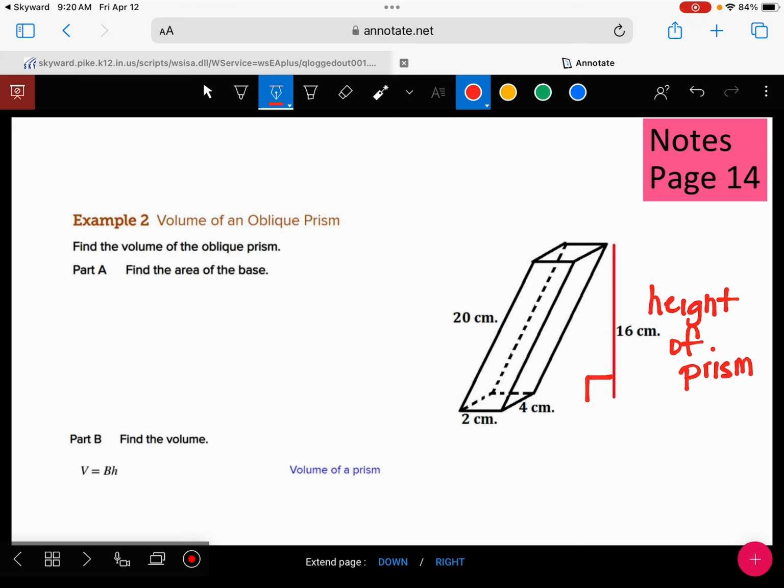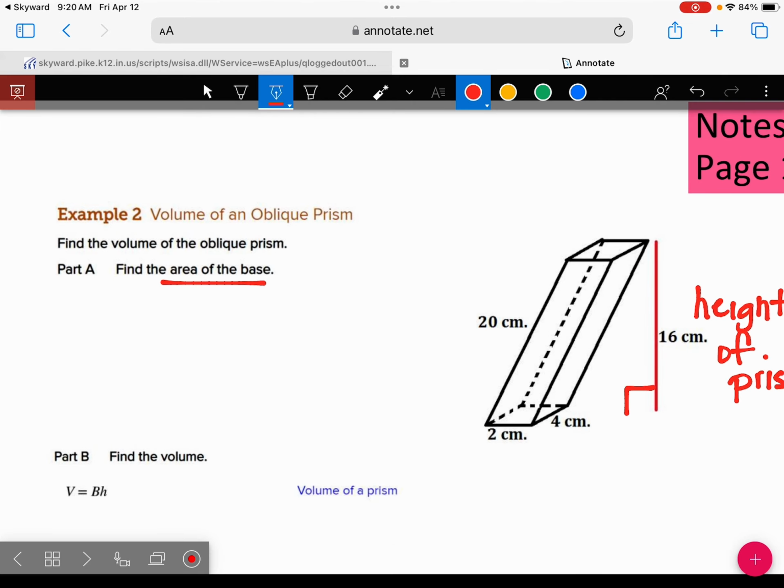What shape do you see at the bottom of this prism? What's this shape right here? It's a rectangle. So the first thing we need to do is find the area of the base. When you see base, I want you to think it's the bottom. But the tricky part is that if it's laying on its side, you have to really look at it to see. Sometimes the prism is laying sideways. So area of a rectangle is length times width, which is 8.